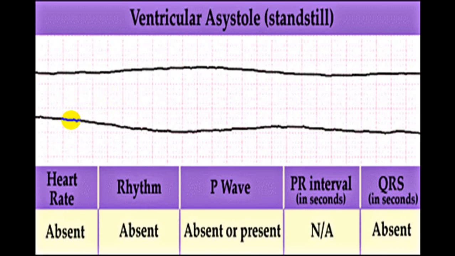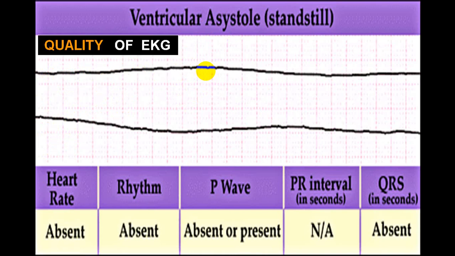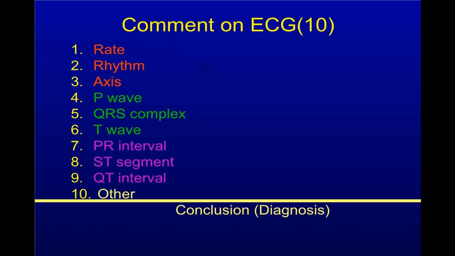But when you see such an ECG while you are taking it and the person is unconscious, there is no pulse, no blood pressure, do suspect ventricular asystole. It is not because of disturbances in connection, so try to rule that out. And it is an emergency.